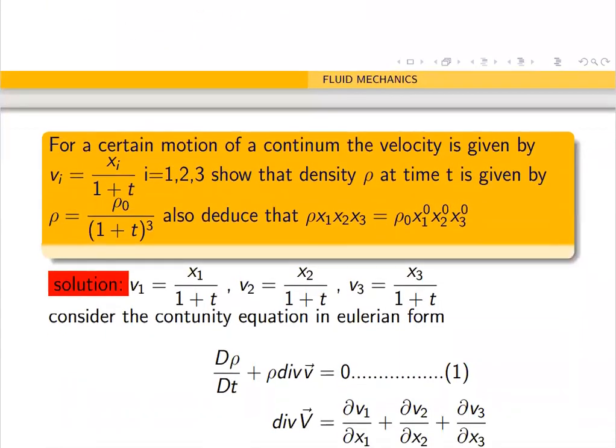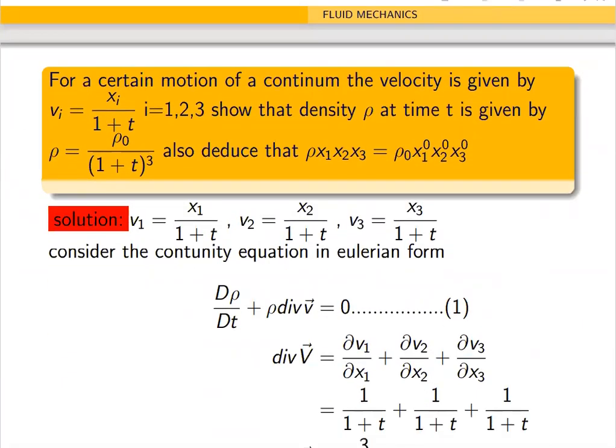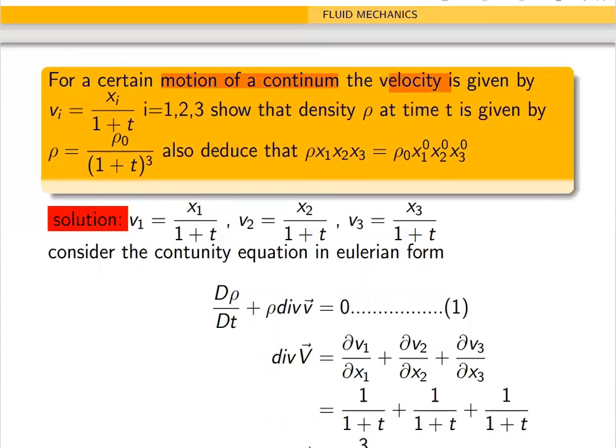Okay, now we shall go to one more problem. Let us read the problem. It says that for a certain motion of a continuum, the velocity is given by v_i equal to x_i by (1 plus t), i equal to 1 to 3. Show that the density rho at time t is given by this. We have to get this and also reduce this equation.